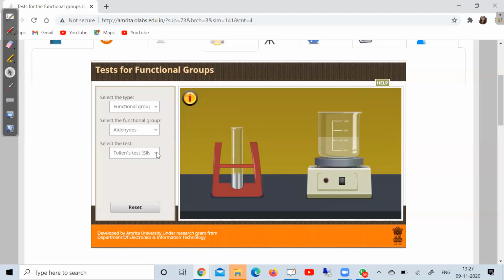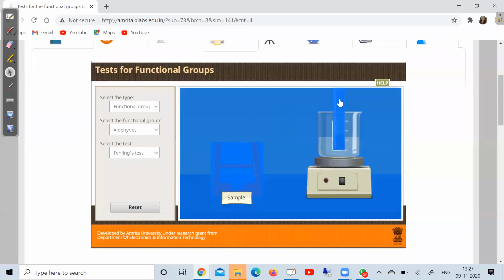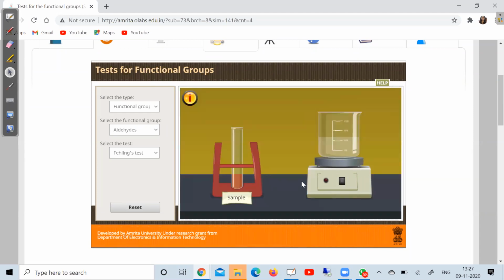Okay. And what is the second test? You have just seen the Fehling test. What is the Fehling test? Take the sample. In this sample, you take Fehling A. What is the color of Fehling A? Blue. Then add Fehling B. Then put into the water bath. Heat in the water bath for 10 to 15 minutes. And then you can see the blue color, then you can see there is a formation of what? Red precipitate.